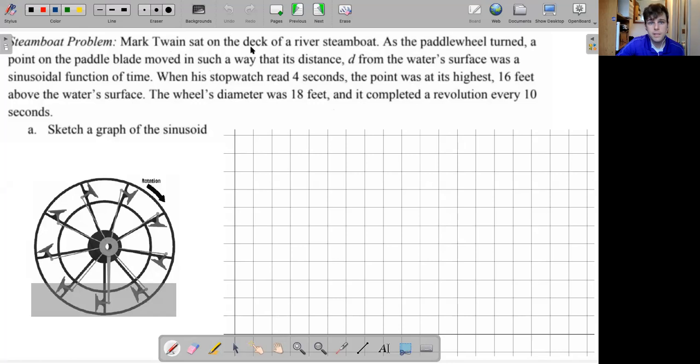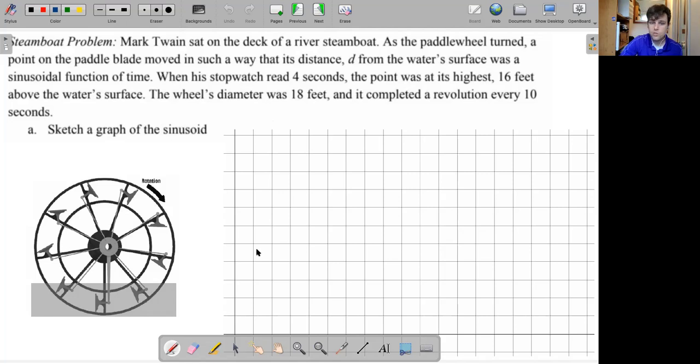So Mark Twain sat on the deck of a river steamboat as the paddle wheel turned. A point on the paddle blade moved in such a way that its distance from the water's surface was a sinusoidal function of time. So again, we're dealing with something moving in a circle, and we're tracking its vertical positioning. So obviously that vertical positioning is going to oscillate up and down around a midline. So it makes sense that this is a sinusoidal relationship.